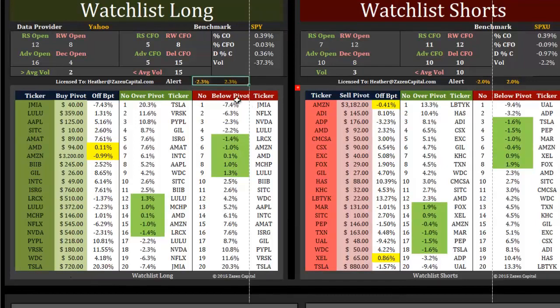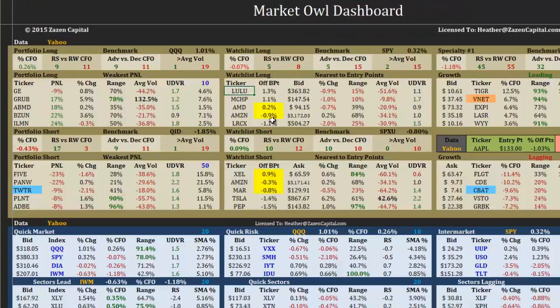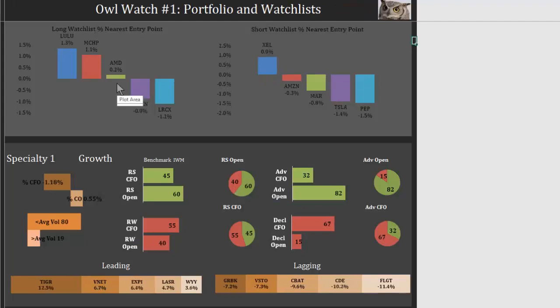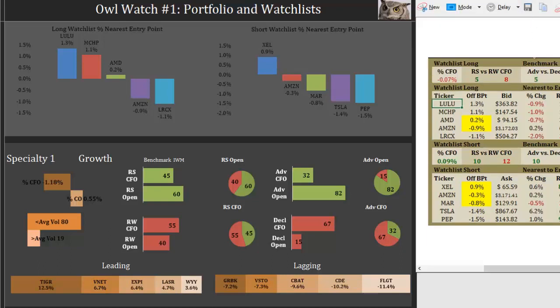the Watchlist page. You can change your data provider, your benchmark, and the thresholds that you're using to filter stocks that are closest to your buy point. That information is then transferred onto the main Market Owl dashboard, and it's also transferred over to the Owl Watch #1 tab. Here's a quick side-by-side comparison.